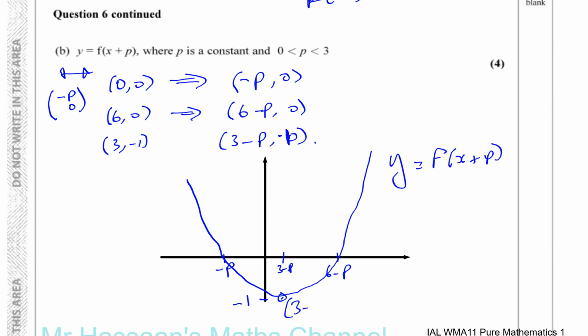Sorry, what did I put 0 for? 3 minus p and minus 1. Okay? So this is 6 minus p and 0, and that's minus p and 0. So this point moved p spaces to the left. This point moved p spaces to the left. And so did the turning point. Okay? So there we have the coordinates of the points, and I think we have completed the question.